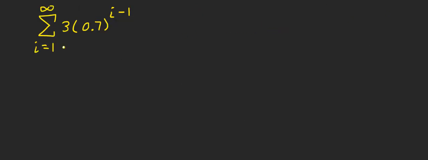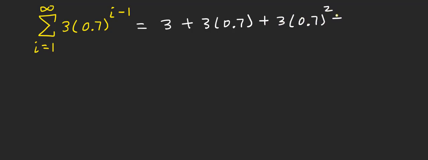And take a look at this example. It's hard to see which one is the first term and which one is the common ratio. So what we're going to do is write out a few terms. Plug in 1, you get 1 minus 1, which is 0. 0.7 to the power of 0 is 1. 1 times 3 is 3. That's the first term. Plus, when i is 2, you are going to get 3 times 0.7. And when i is 3, you're going to get 3 times 0.7 squared, and so forth. So we wrote the first 3 terms.